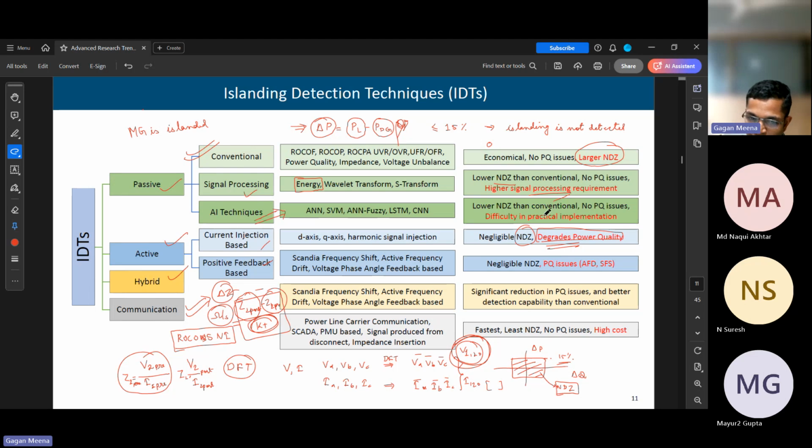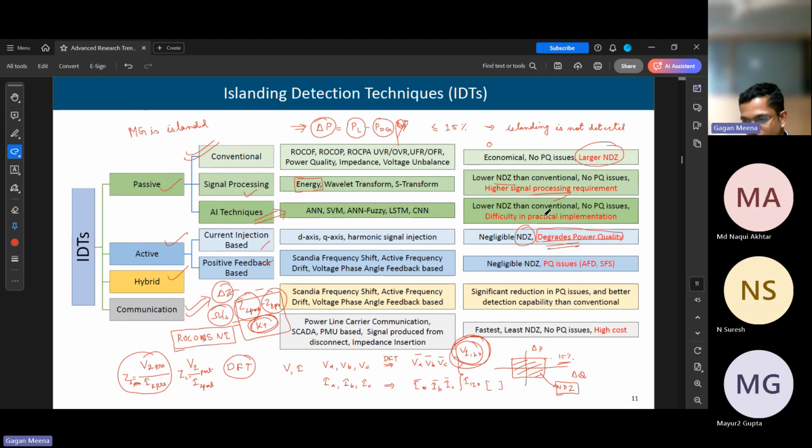And that is why we combine these two techniques, active and passive. First of all, the passive technique will be used. One of the measurements will be used to detect the islanding. And whenever the passive technique detects the island, only then will the active technique inject some kind of perturbation.